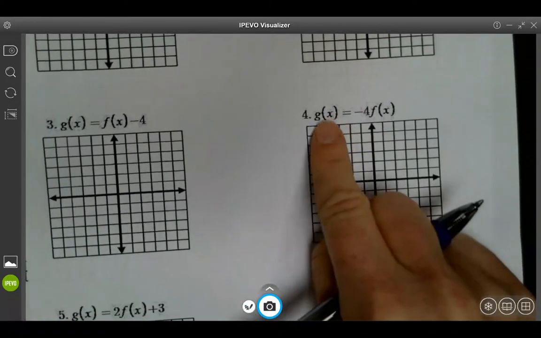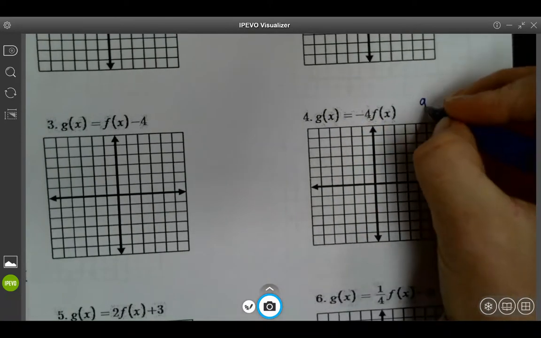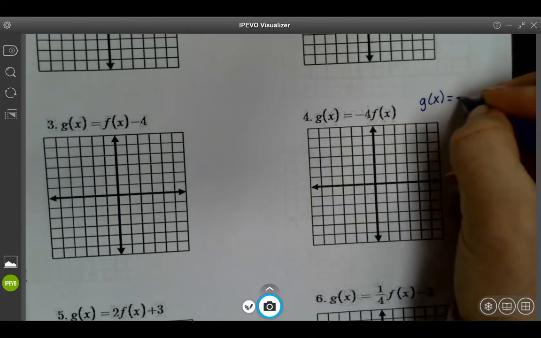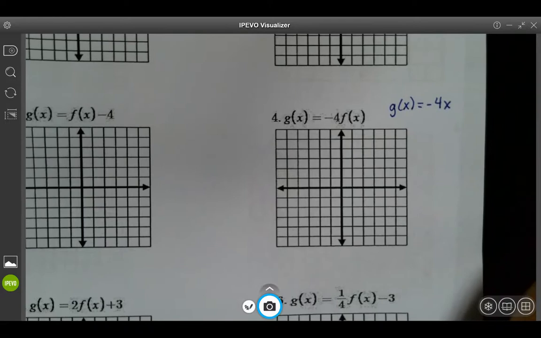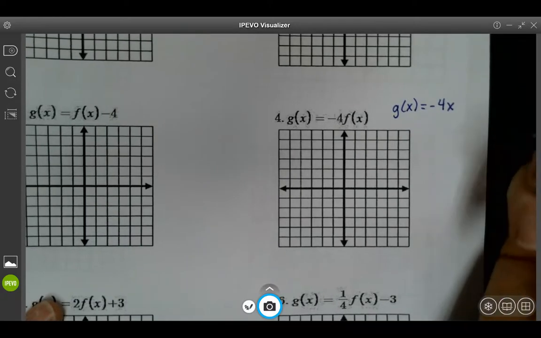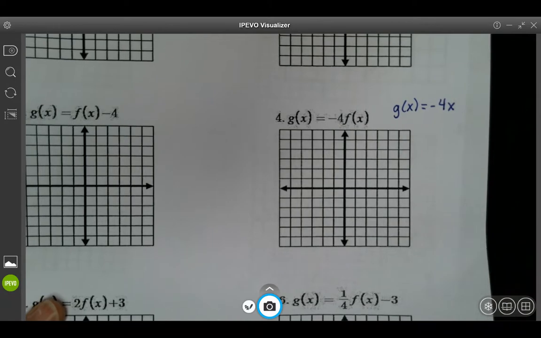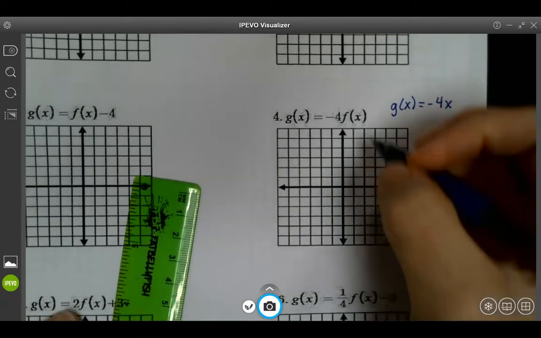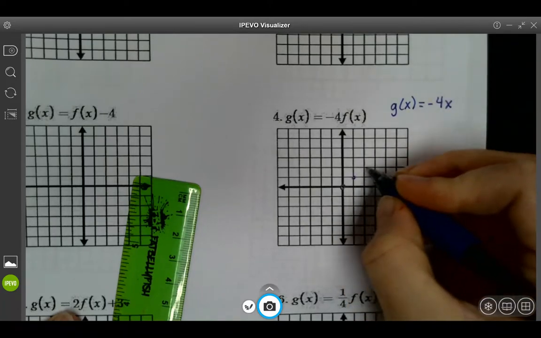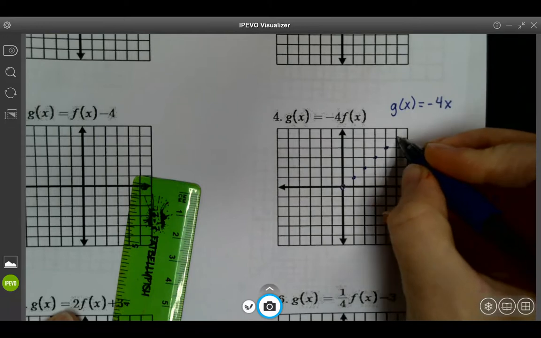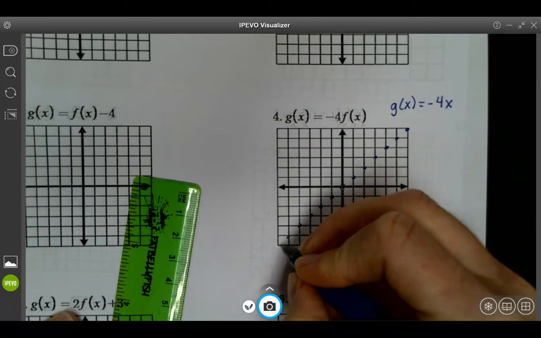It says g of x equals negative 4 f of x. So we can write g of x equals negative 4x. We do need to graph our linear parent function. We did that several times yesterday. Our linear parent function is through the origin with a slope of 1. So go ahead and plot some points. Use a ruler to draw a line.